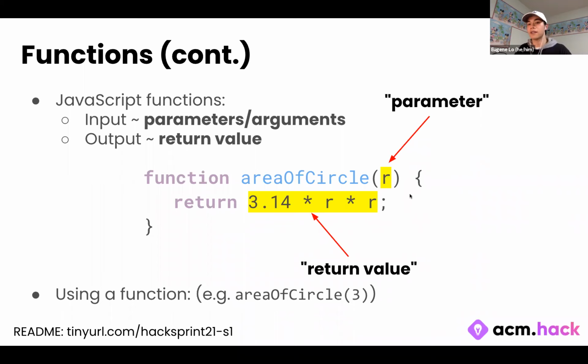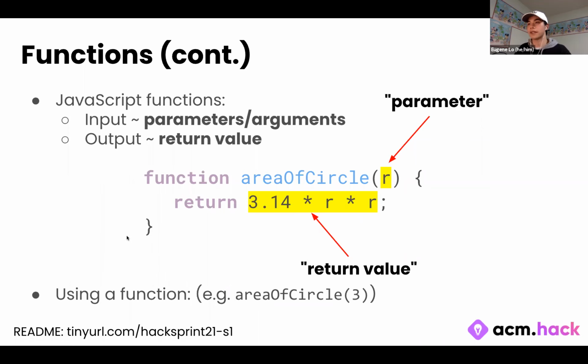So here I have a valid JavaScript function declaration. You use the keyword function, and then the name of whatever you want to call the function. You pass in a parameter, which is our input. And then using whatever you called your parameter, you perform a computation on that parameter. In this case, we're using the area of circle example, so that's 3.14 times r. And once that computation is done, we return it outside of this function using return.